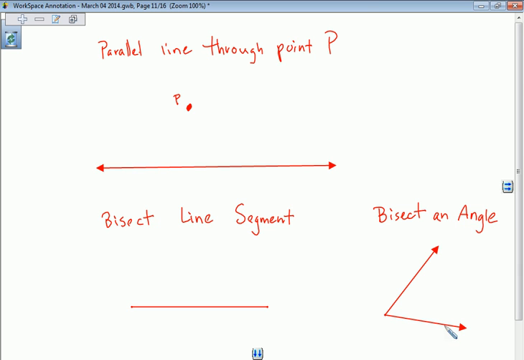There's kind of a parallel line right here. Sure. And then can I just bisect that line? Sure. I got it.